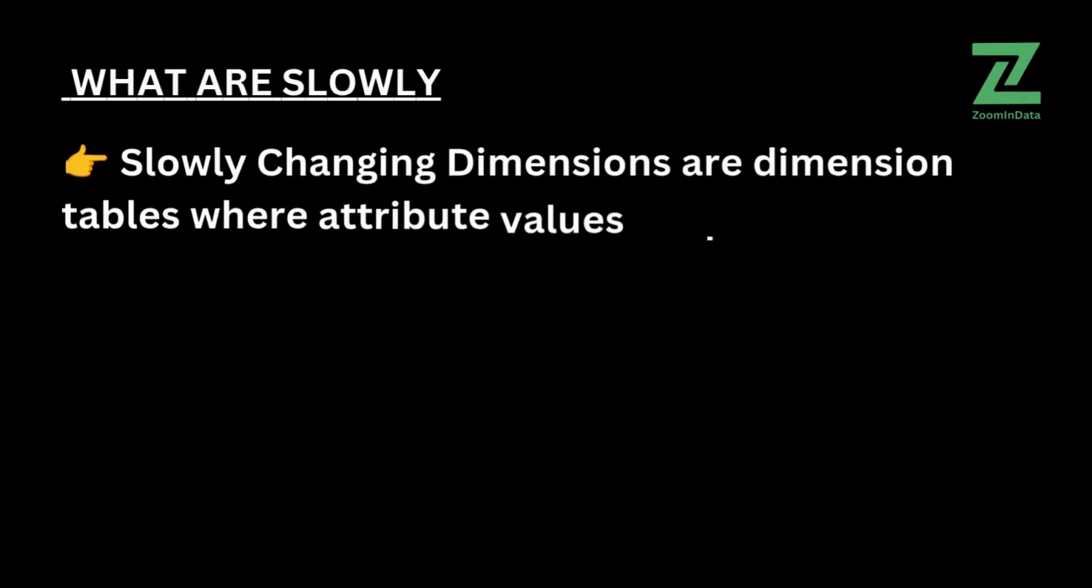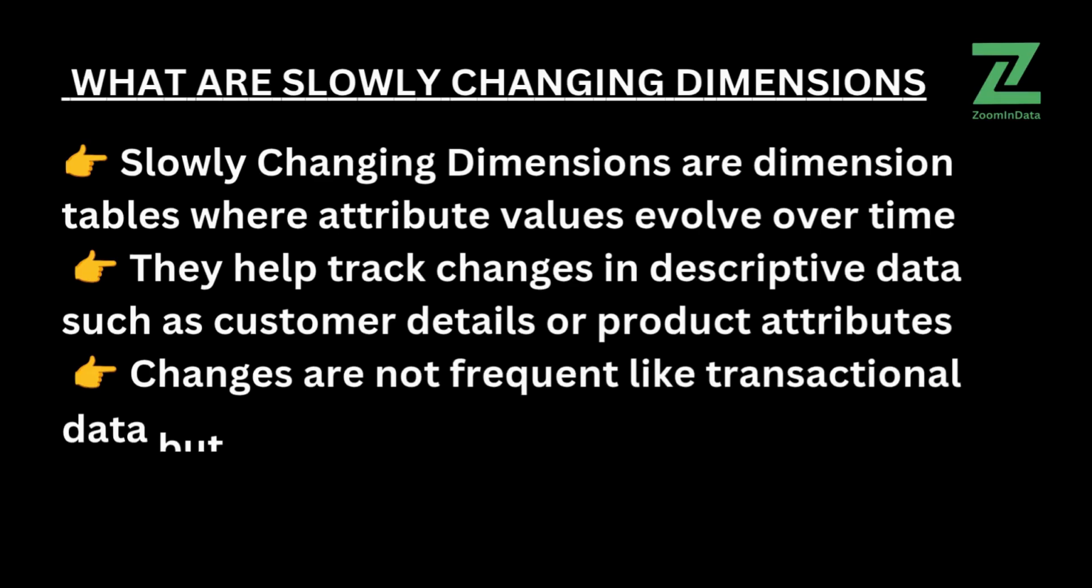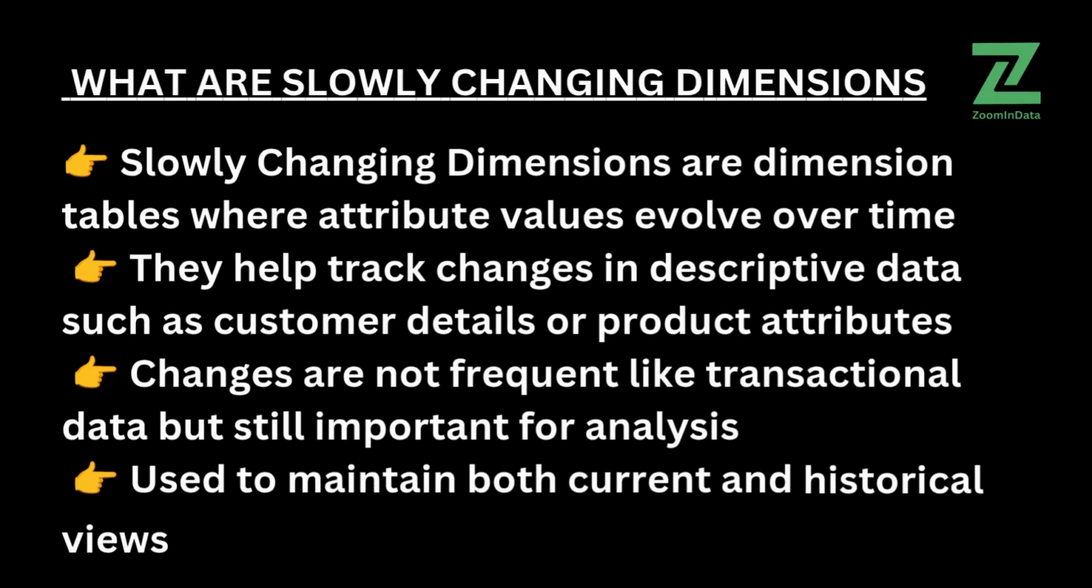Slowly changing dimensions are dimension tables where attribute values evolve over time. They are used to track changes in descriptive data such as customer details or product attributes. These changes are not as frequent as transactional data, but are still very important for analysis. Slowly changing dimensions allow us to maintain both current and historical views of data, which is critical for business intelligence.